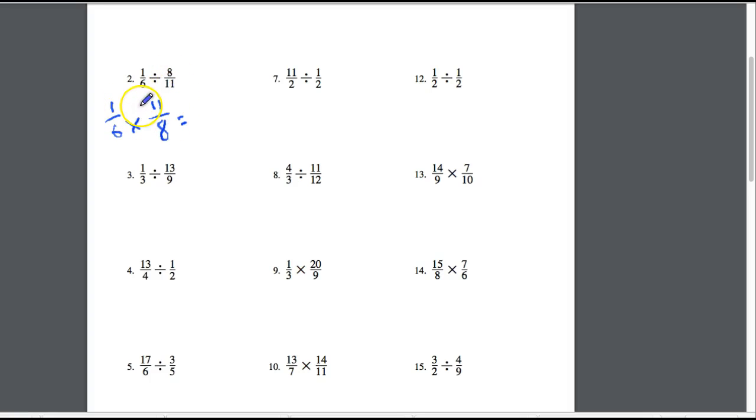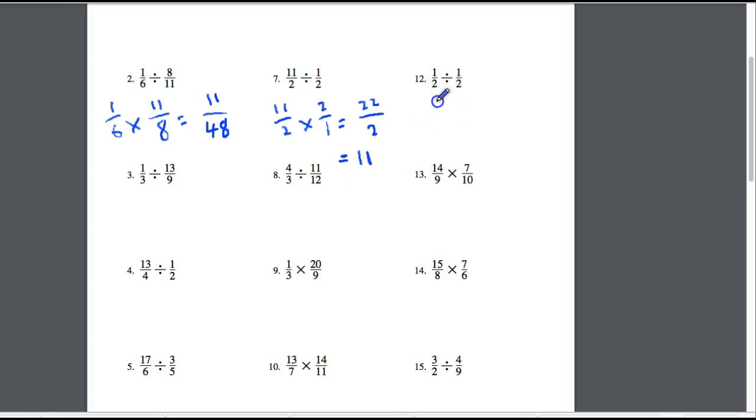And now we can do 1 times 11, which is 11. And then 6 times 8, which is 48. And that is as simple as it's going to get. Okay, we can't simplify it any further. All right, let's do the next one. 11 over 2. And then we flip this, so it becomes 2 over 1. 11 times 2 is 22. 2 times 1 is 2. So your final answer is 11.